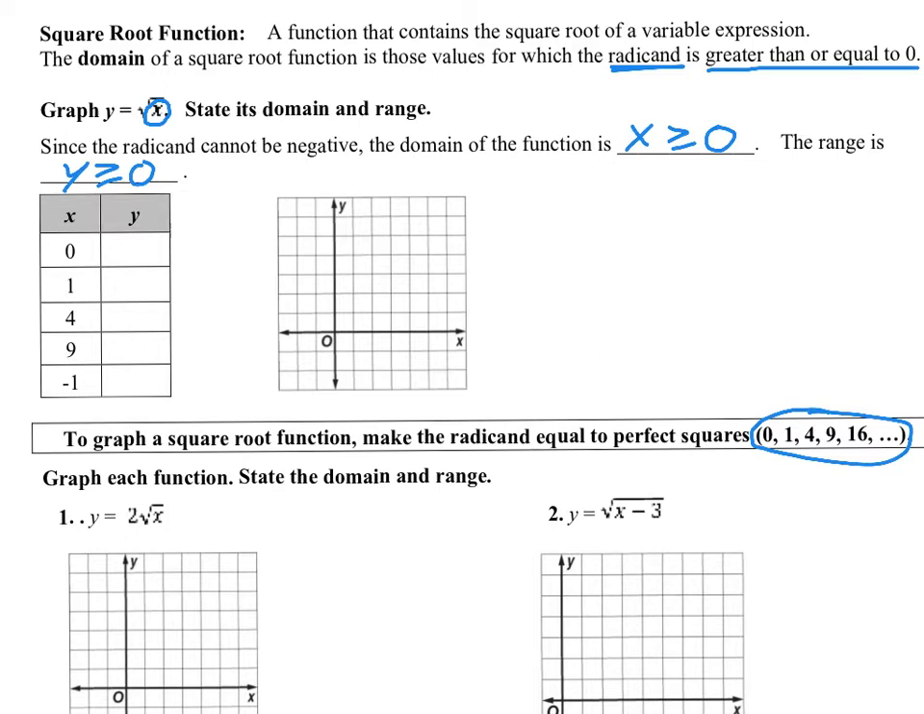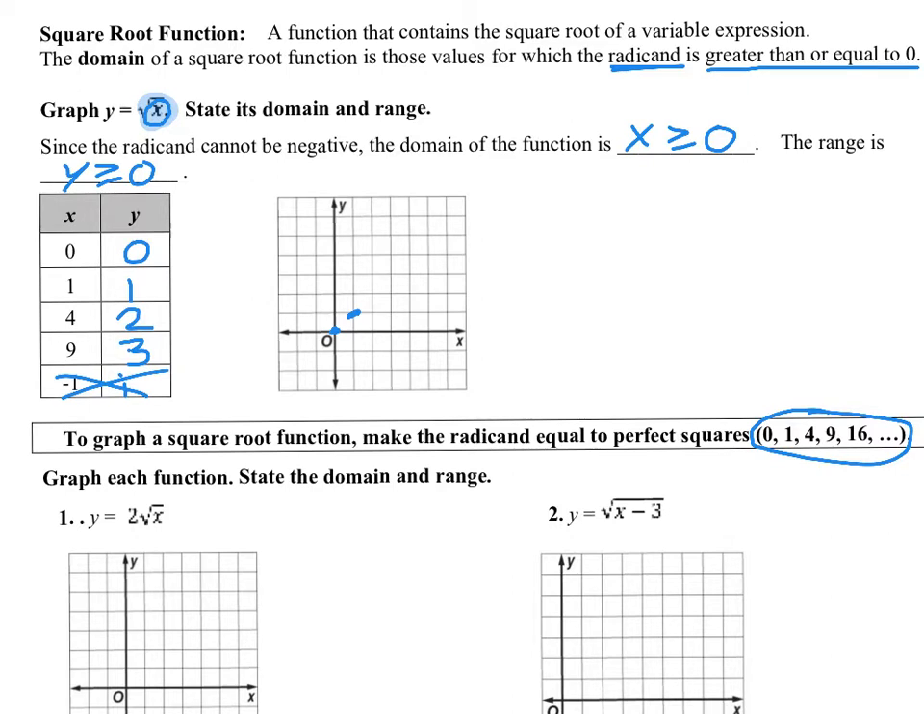So if we plug in 0 for this x, the square root of 0 is 0. The square root of 1 is 1. The square root of 4 is 2. The square root of 9 is 3. The square root of negative 1 is i, but we're not going to graph that because our graph is only for real numbers.